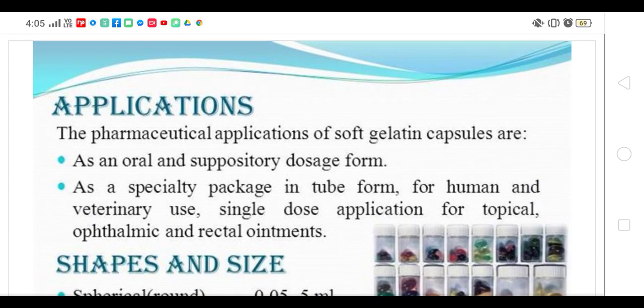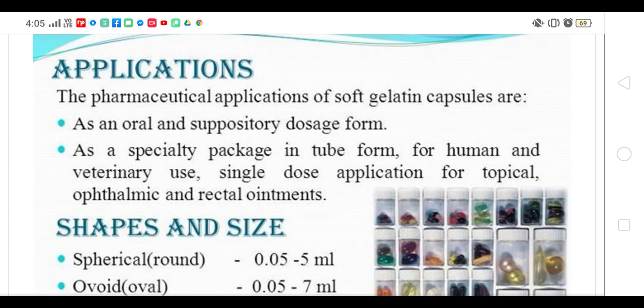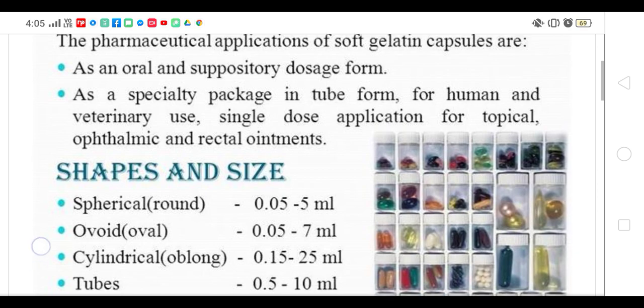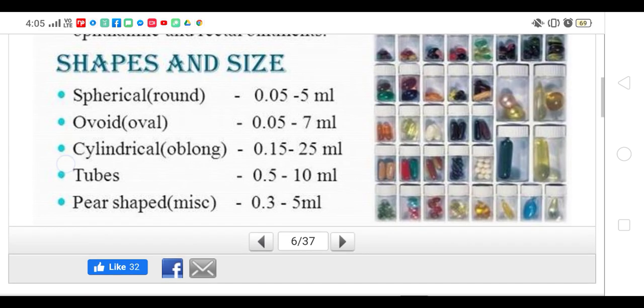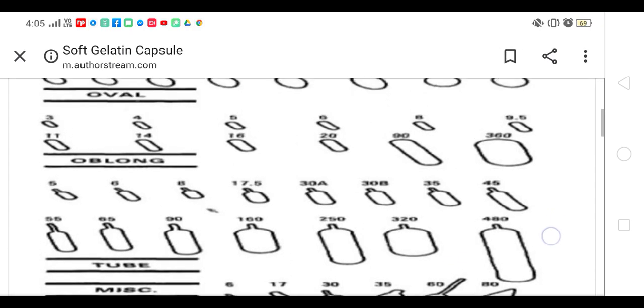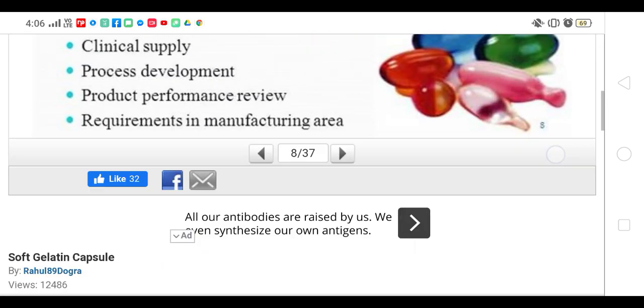The applications of soft gelatin capsules are, it can be used for oral and suppository dosage forms. Special packaging in tube forms for human, veterinary, topical, ophthalmic and rectal ointment. Shapes and sizes: they are available in different shapes, spheroids, ovoids, cylindrical tubes and pear shapes, with differences in volume. Tube shapes can fill a maximum of 10 ml, cylindrical can fill a maximum of 25 ml. These are the different rounds, oblongs, tubes, very nicely given in the Leishman.